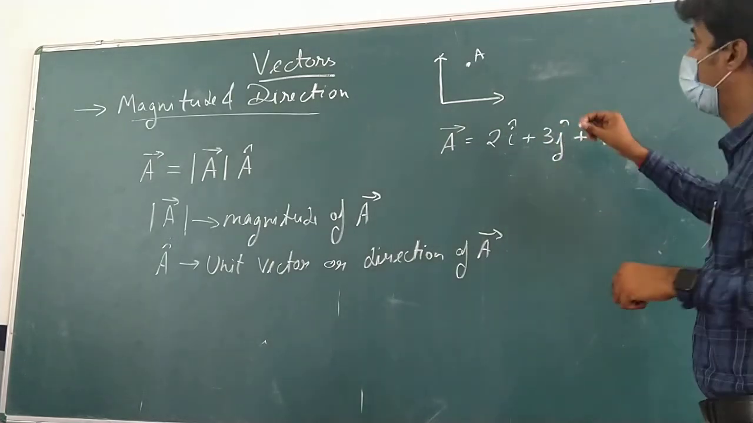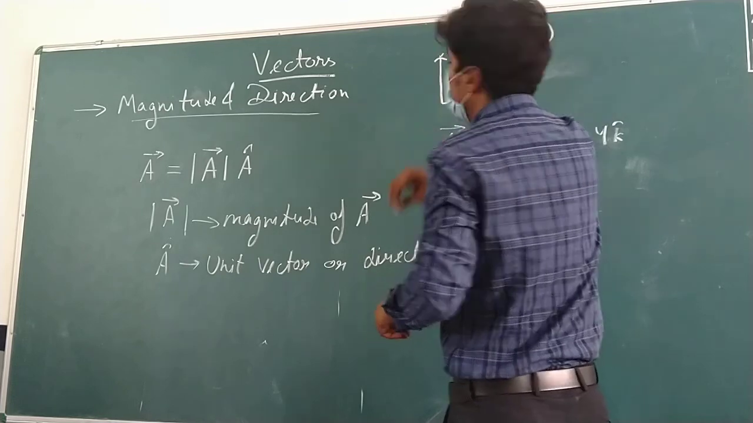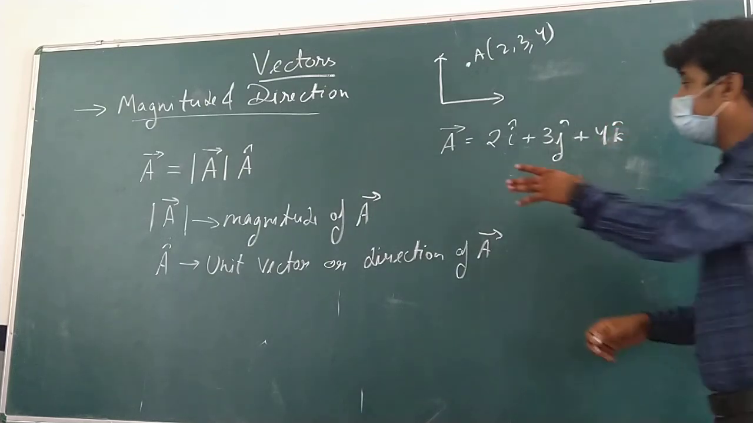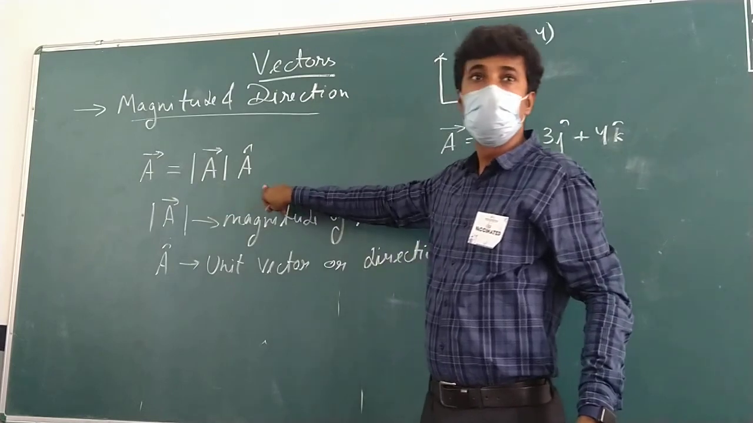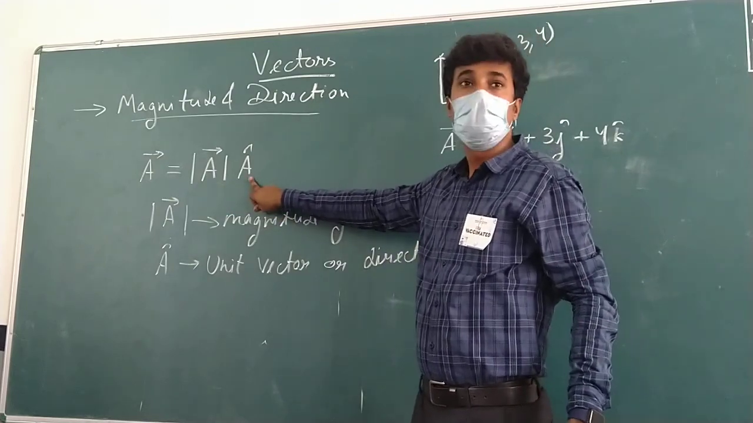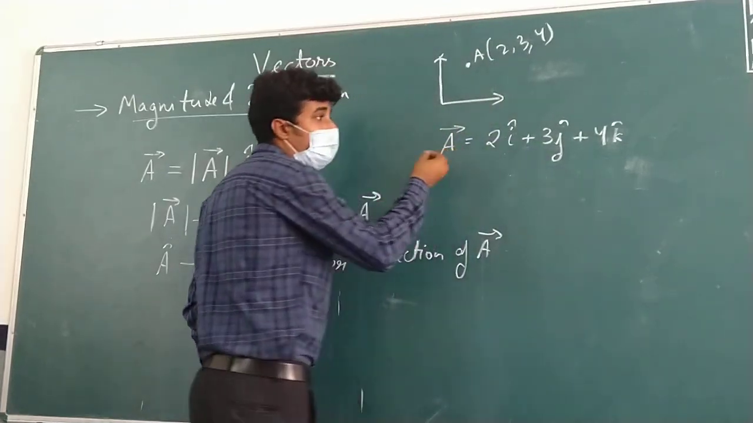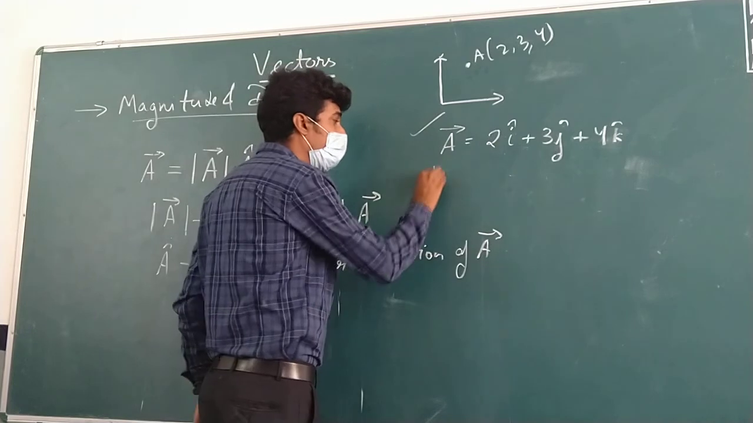So 2, 3, 4. This point A can also be written as 2, 3, 4. The coordinate of this point is what? 2, 3, 4. Yes or no? So this is a vector. It has two quantities, magnitude and direction.